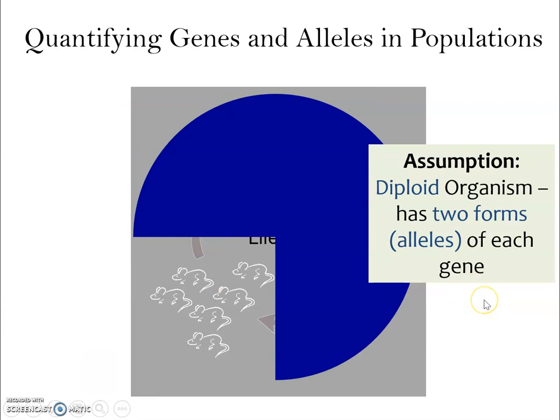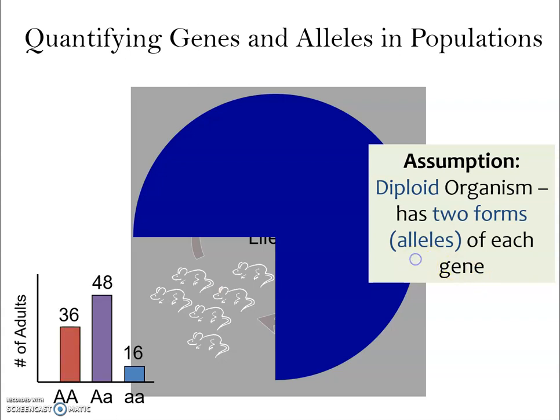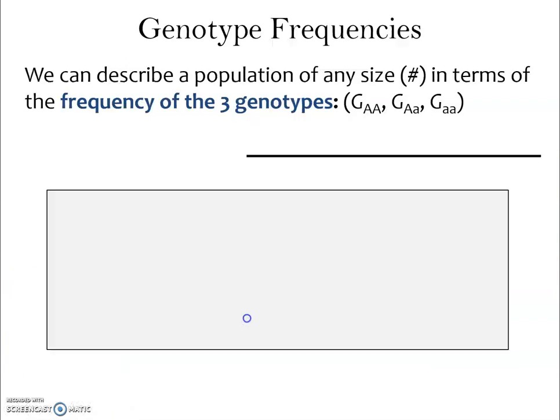Here's that slide I told you about already. We are assuming that we're using a diploid organism where each individual has 2 copies of every gene, potentially 2 alleles, and every gene only has 2 possible alleles. So that's an oversimplification, but we're doing it. Okay, so we're given information like this. We've got the number of adults, the 3 genotypes, and here are their distributions.